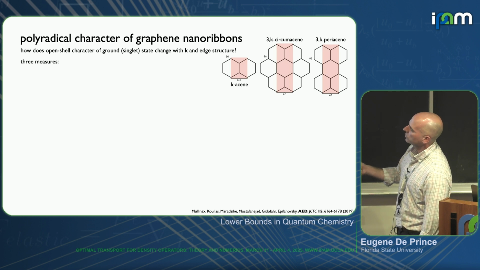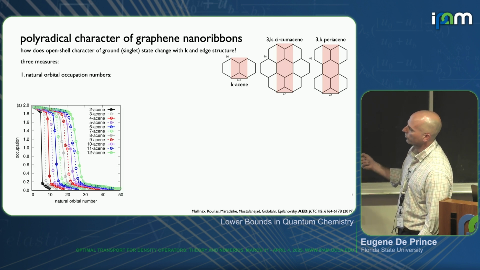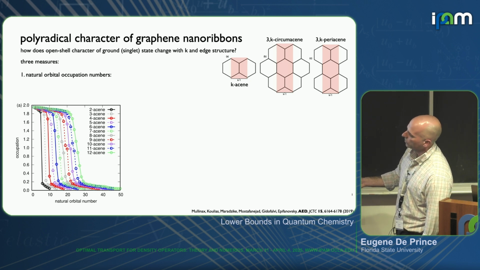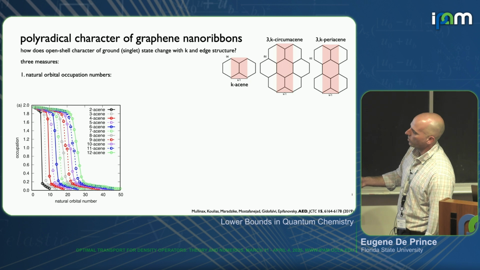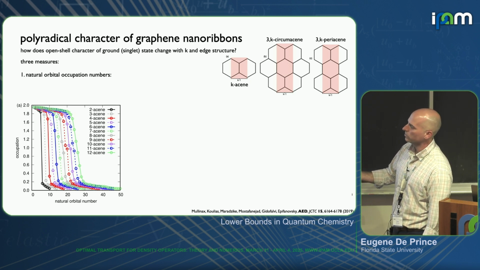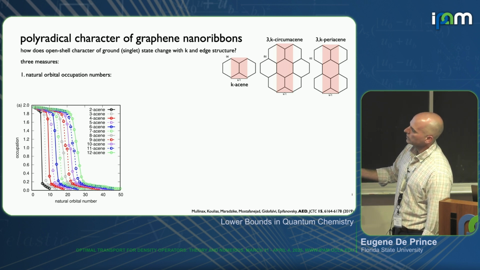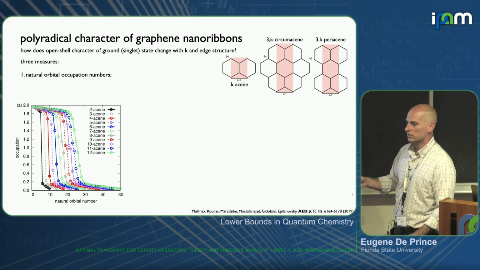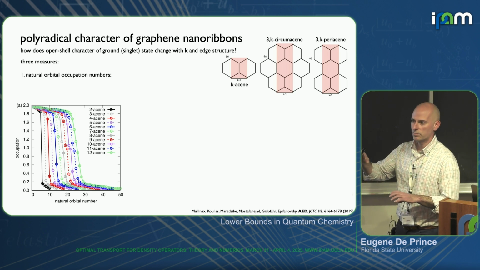So we have a few different measures of electron correlation that we can pull out from one of these calculations. So one is based on natural orbital occupation numbers. This is the probability that an orbital is occupied or not. So 2 means it's a doubly occupied orbital. 0 means it's empty. And so for small members of the series, you see the orbitals are basically doubly occupied or empty. So this is like a molecular orbital theory type picture.